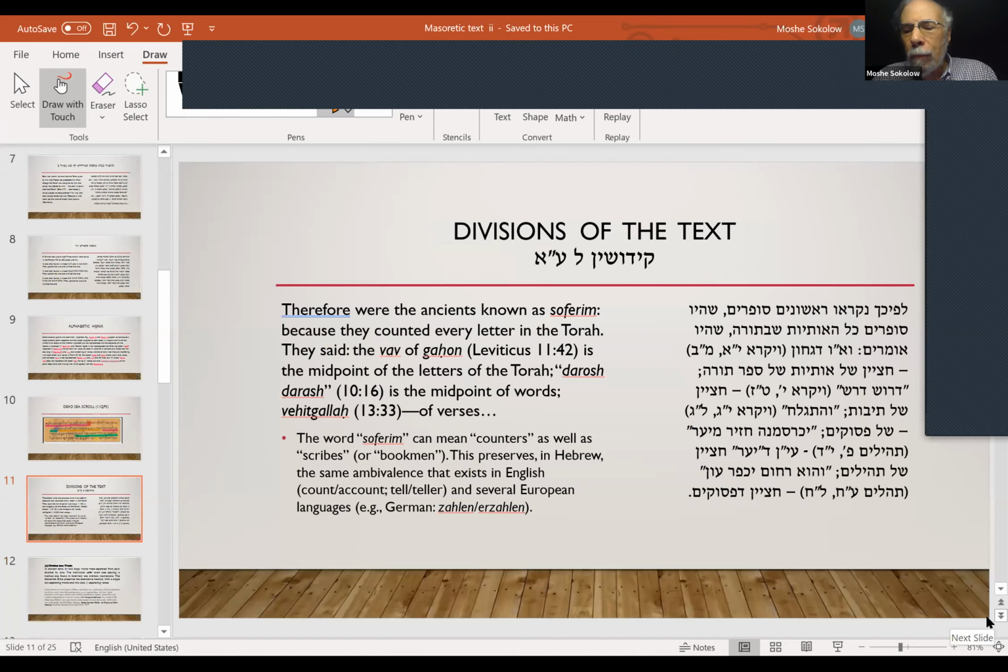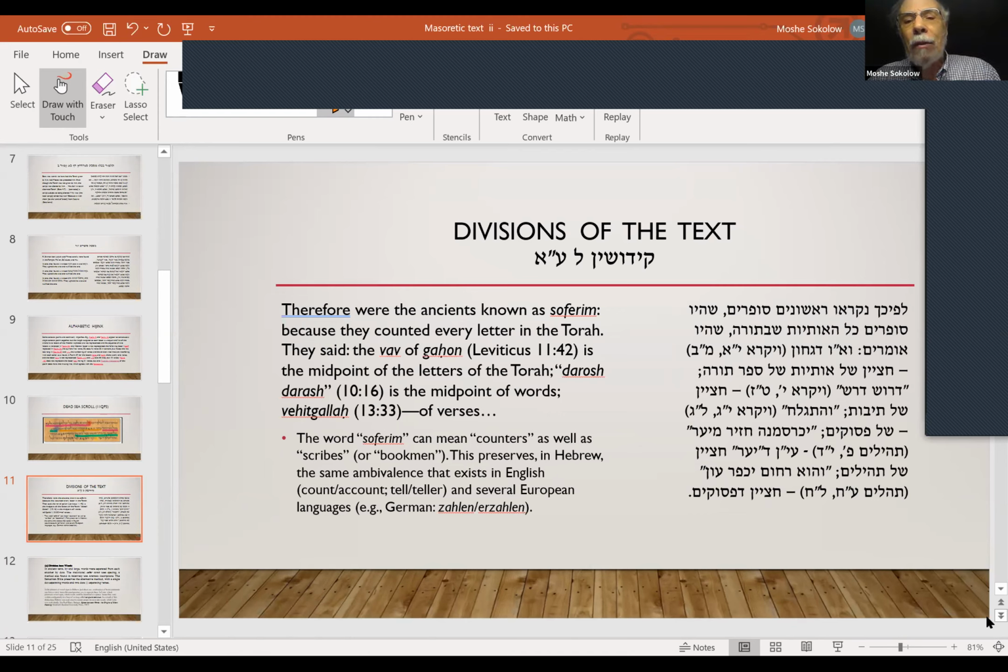Okay. So now we've gone from the letters, from the alphabet, the consonantal text, to the question of how is the text itself divided? How is it divided into words? How are the words divided into sentences? How are the sentences divided into paragraphs? How are the paragraphs divided into chapters?